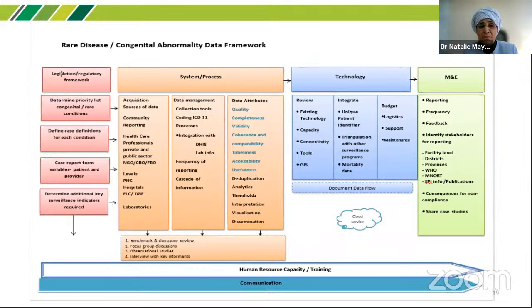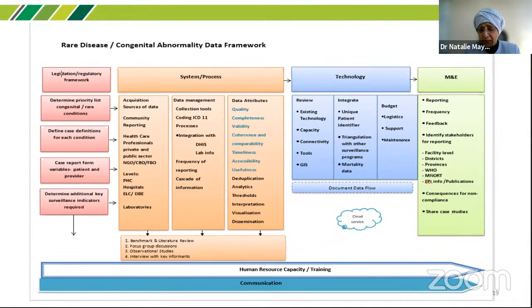And then we need to look at the monitoring and evaluation of the system. Are we reporting? Is the system reporting? Is it doing what it's designed to do? Is the frequency of the reports desirable? Is there appropriate feedback that is timeous? And can all the stakeholders access this data? I've mentioned that. And then what's the consequence for people who don't report?